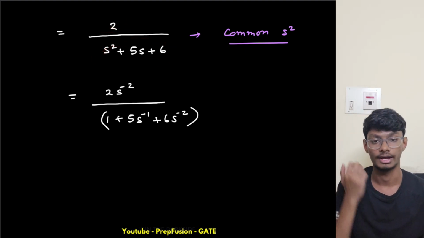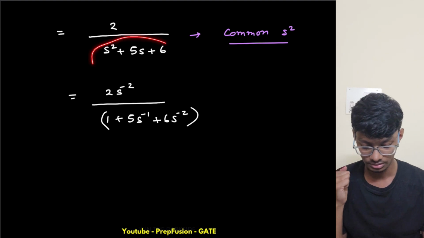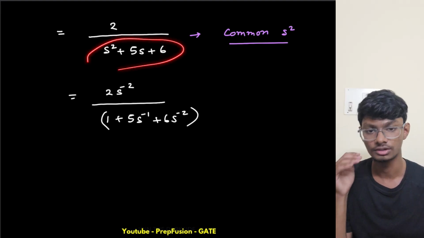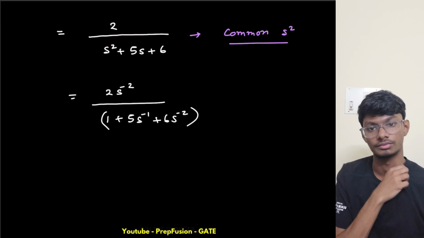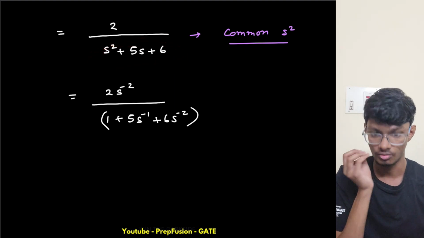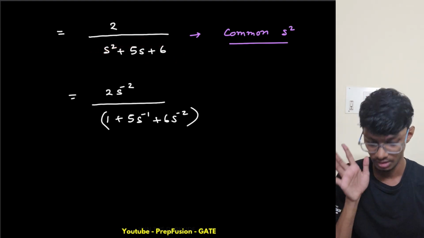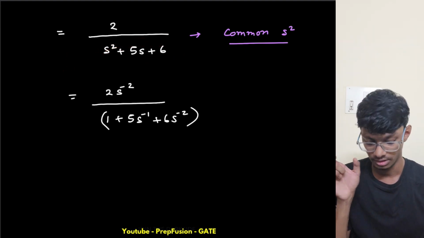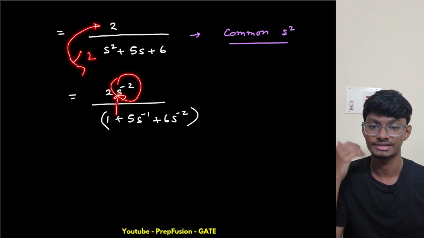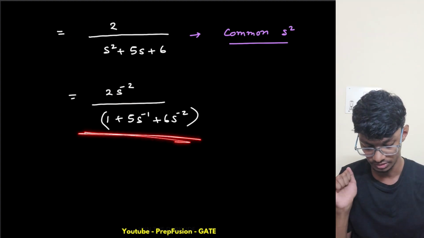But for actual realizable systems, the order of the denominator will always be higher than the order of the numerator. The number of poles will always be greater than the number of zeros. So we have to take the common highest power from the denominator itself. If I take s square common from the denominator, it goes above in the numerator as s to the power minus 2.